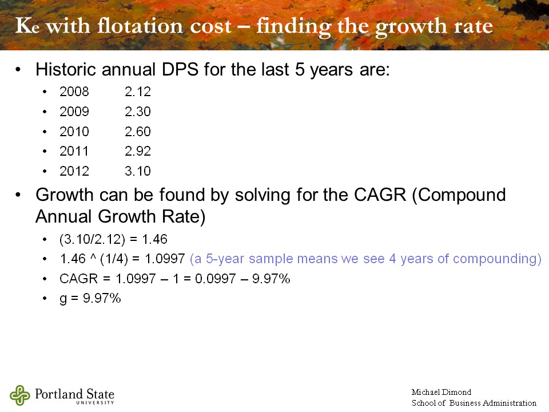Remember, we started with $2.12, and then the first year of change brought us to $2.30. The second year of change brought us to $2.60. The third year of change brought us to $2.92. And the fourth year of change brought us to $3.10.